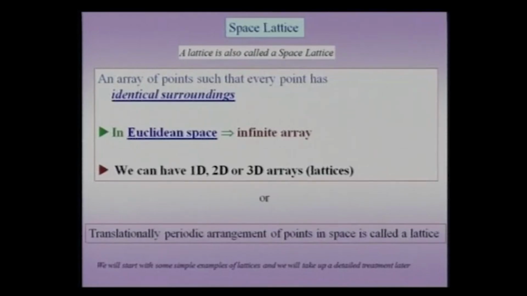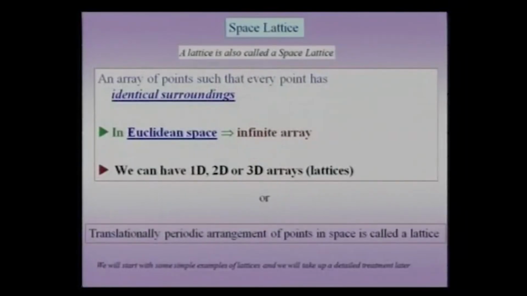So among the two keywords we have listed on the board, the lattice and the motif, we need to understand the word lattice first. Typically lattices are also called space lattices, and an array of points in space such that every point has an identical surrounding we define as a lattice. And we also said that in Euclidean space, that is flat space, such an array would be infinite.